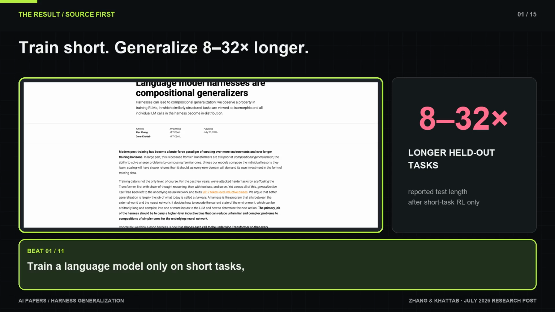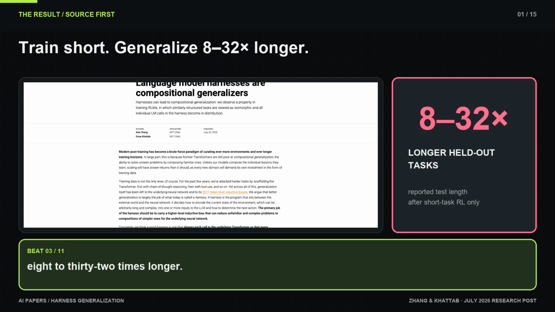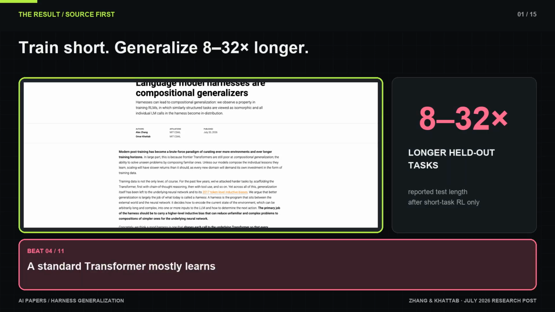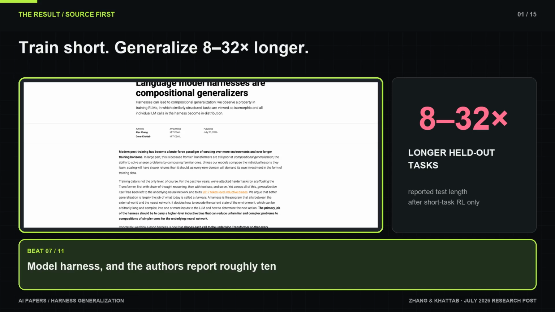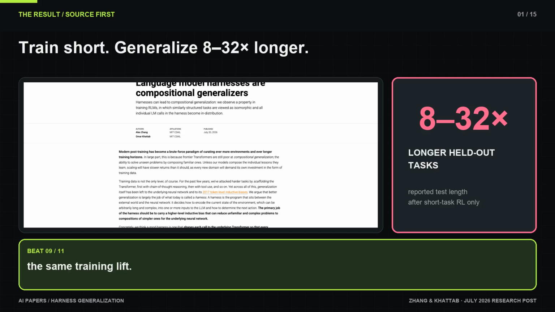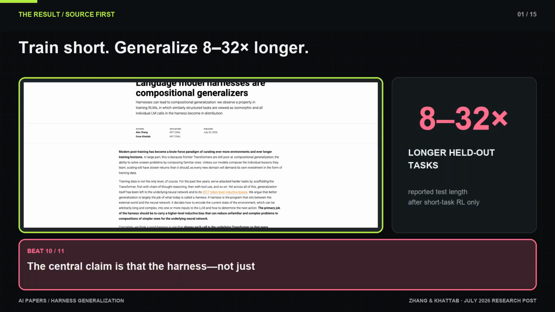Train a language model only on short tasks, then test it on tasks 8 to 32 times longer. A standard transformer mostly learns the short training distribution. Put the same model inside a recursive language model harness, and the authors report roughly 10 times the evaluation lift for the same training lift. The central claim is that the harness, not just the neural network, can carry the structure needed to generalize.